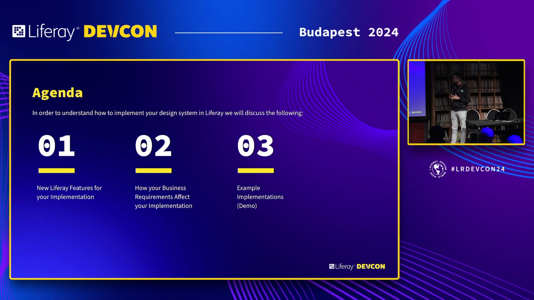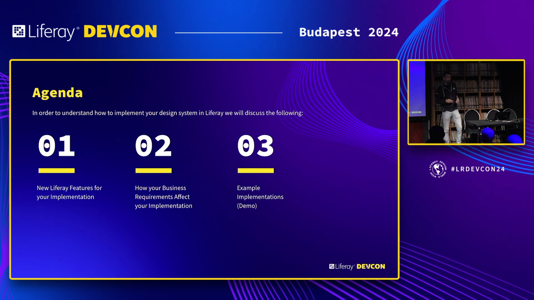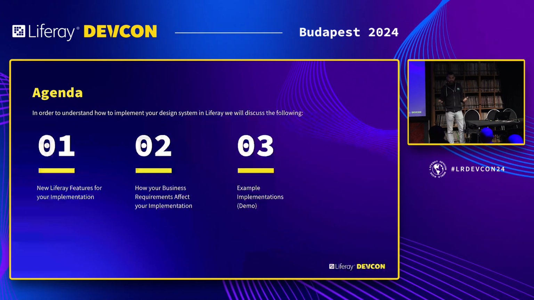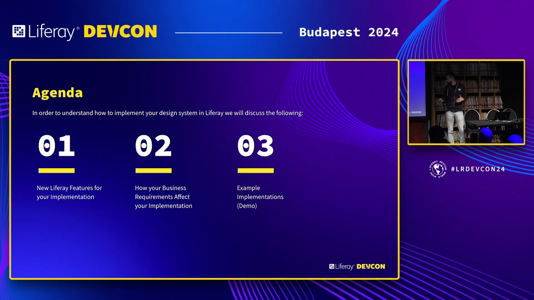Second, then, this is really the it depends part, right? Is how do your business requirements affect your implementation? Depending upon what type of company you are, what type of project you're working on, it's going to change. And so we're going to talk a little bit about that and try to give you a general idea of how to think through what to do based on what your requirements are.